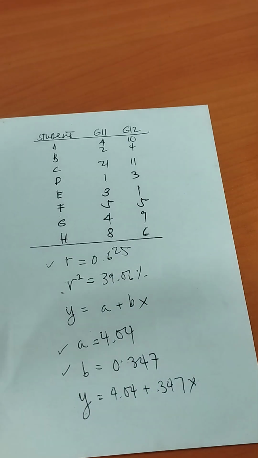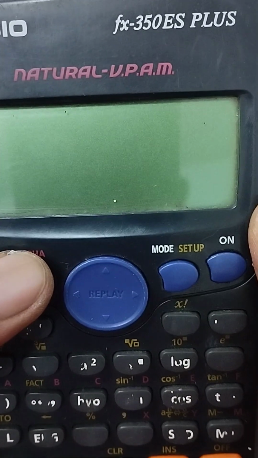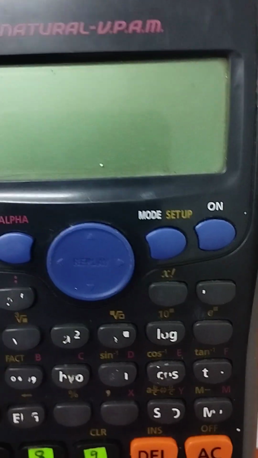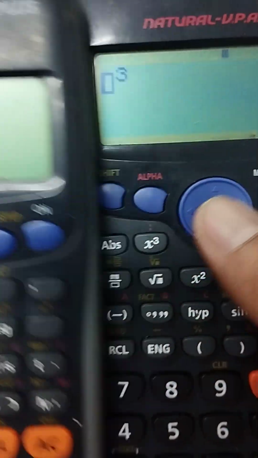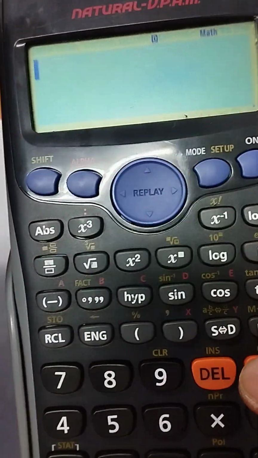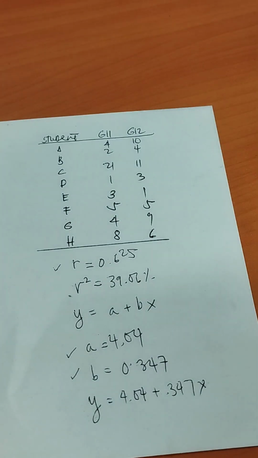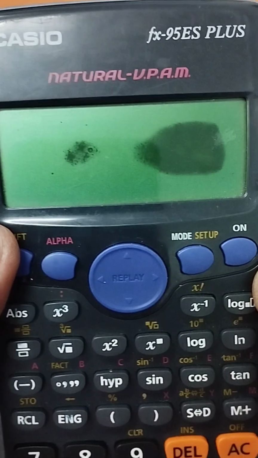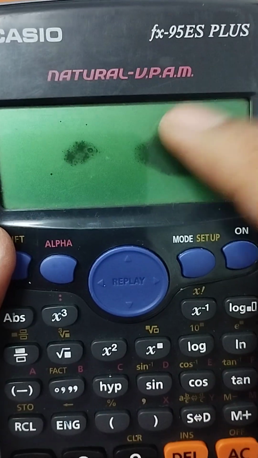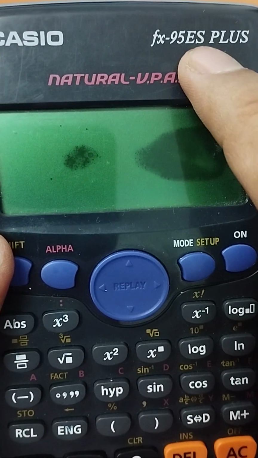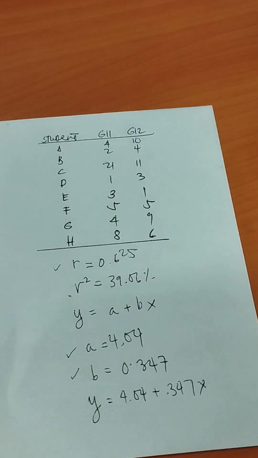We could probably have something similar to the 350 ES Plus, more or less identical in terms of face look. Okay, and we could probably have a different model like the 95 ES Plus. So what's important would be the suffix in the model.